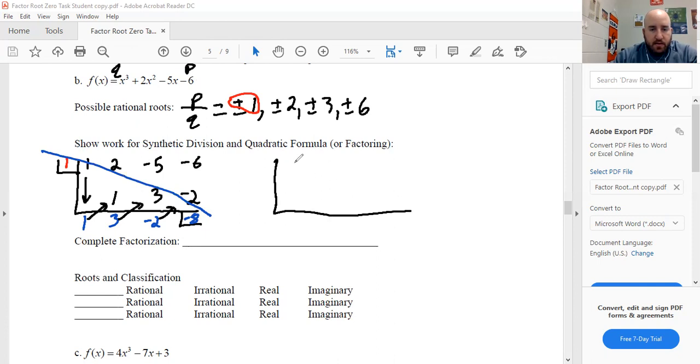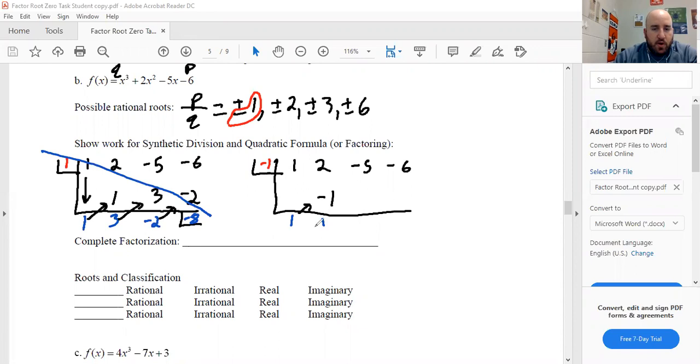Do it again: 1, 2, negative 5, negative 6. Put my box. Again, you don't have to circle this like I do, it's just me trying to show you our progression as we go down our whole list. So now we will use negative 1. Negative 1 comes down. Blue 1 times red negative 1 is negative 1. 2 minus 1 is 1.